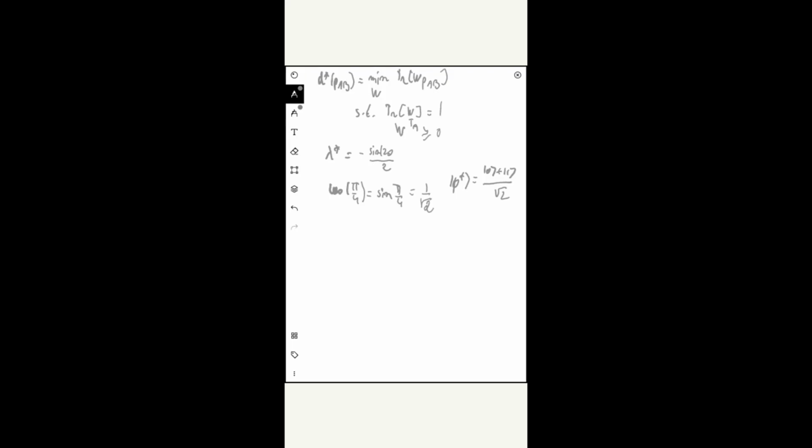So we are trying to search lambda, and lambda is just minus sin of 2 pi over 4, so 2 pi over 4 is just pi over 2, and sin of pi over 2 is 1, divided by 2, so minus 1 over 2. So we know that the trace of W star rho AB at lambda star is equal to minus 1 over 2.